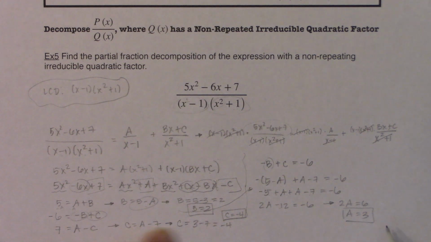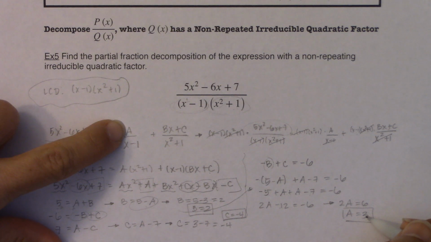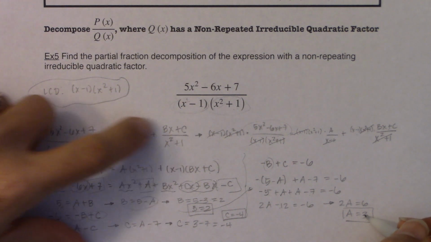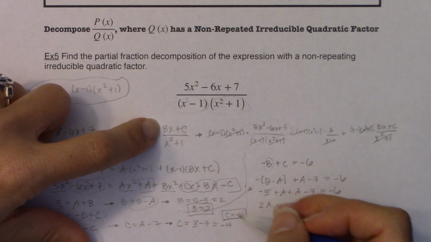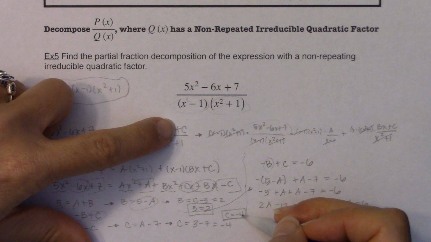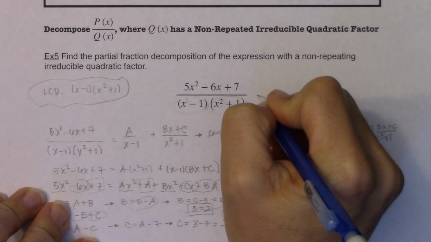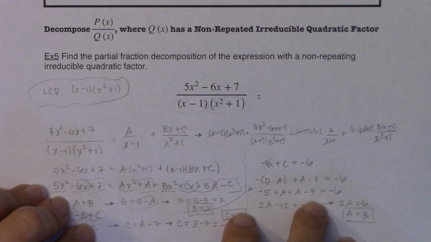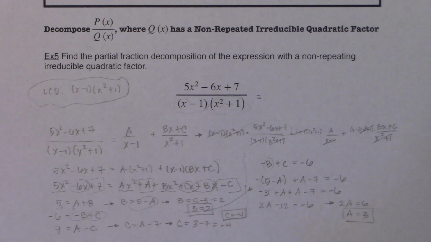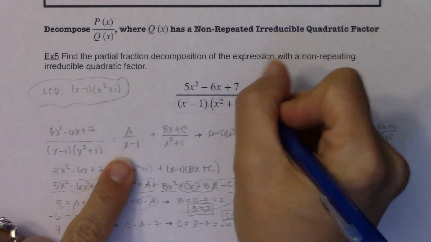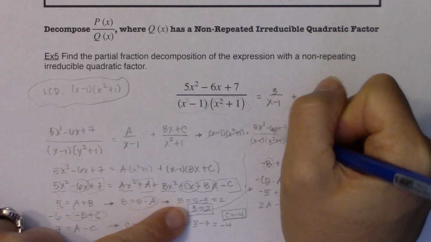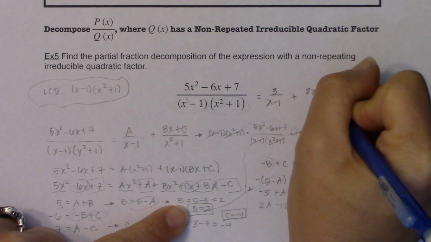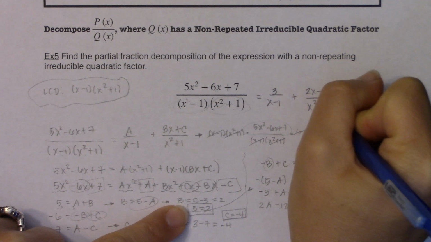All right, so with all of those letters solved for, I'm going to put a 3 in this position. 3 is going to go with the a. Instead of b here, I'm going to write 2. So this is not 2. Sorry, I was looking at the wrong letter. 2x and then minus 4. So just to save myself some space, because I still want to do finding these a, b, and c's the other way, I'm going to do 3 over x minus 1 plus, okay, bx plus c will be 2x minus 4 over x squared plus 1.